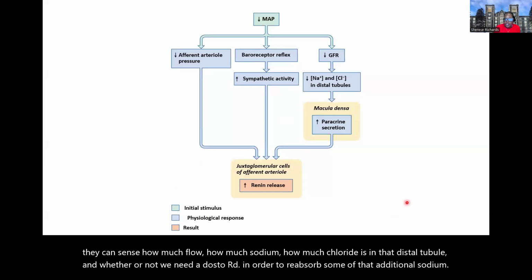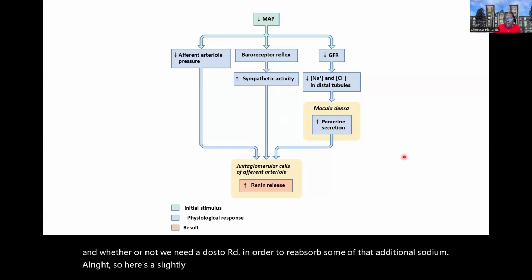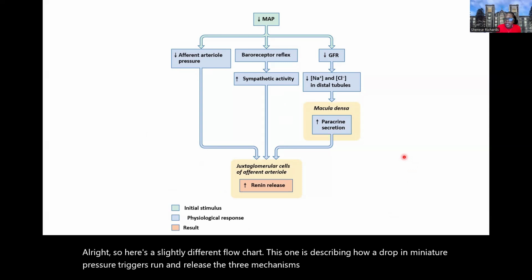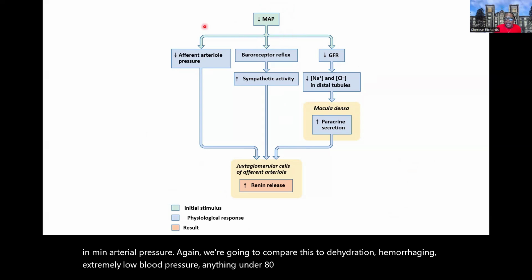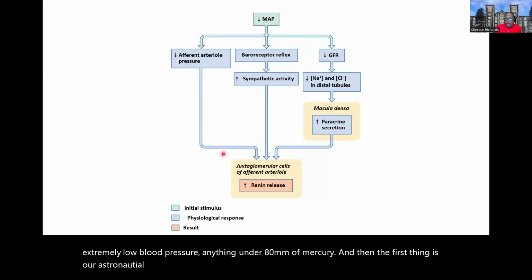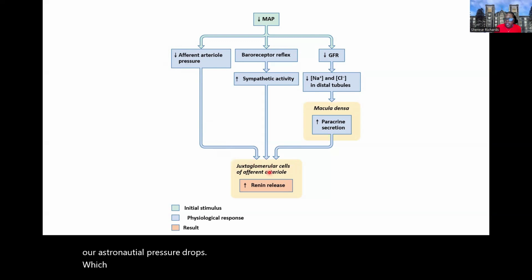All right, so here's a slightly different flow chart. This one is describing how a drop in mean arterial pressure triggers renin release, the three mechanisms that we just described. So a drop in mean arterial pressure. Again, we're going to compare this to dehydration, hemorrhaging, extremely low blood pressure, anything under 80 millimeters of mercury. And then the first thing is our arterial pressure drops, which triggers our JG cells to release renin.